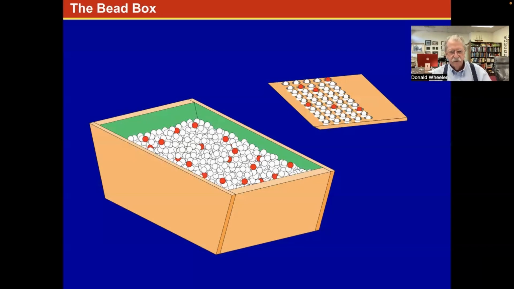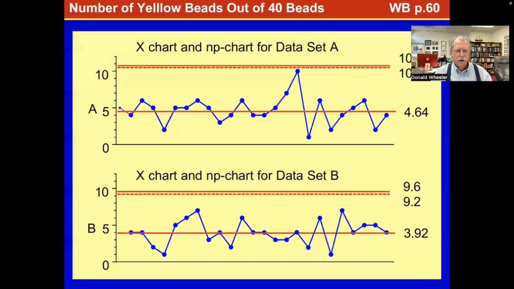So let's look at the difference between an XmR chart and an NP chart by turning to pages 60 and 61 of the SPC workbook. On page 60, you have 8 sets of 25 counts. These are the numbers of yellow beads drawn from the bead box for each of 8 classes. The charts on page 61 show the X chart for each set of counts superimposed on the NP chart for that same set of data.